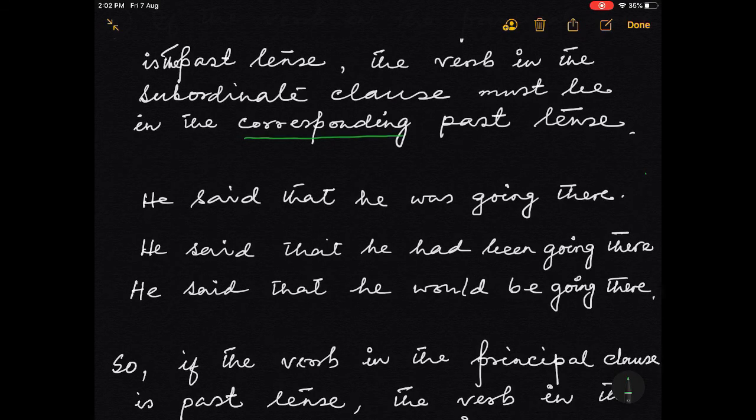I will give a few examples a little later. See, corresponding past tense. He said, in the past tense, the verb in the principal clause is past tense, and the verb in the subordinate clause is past continuous tense. The corresponding past tense. How corresponding past tense? Let's see. Before combination, it was like this.